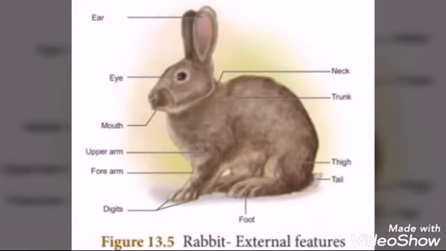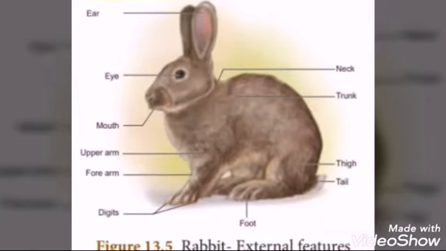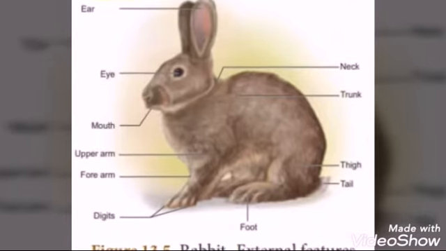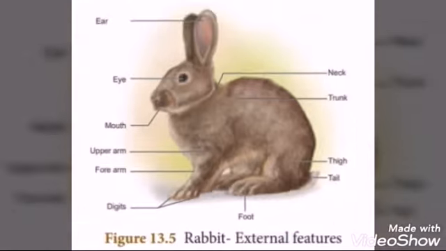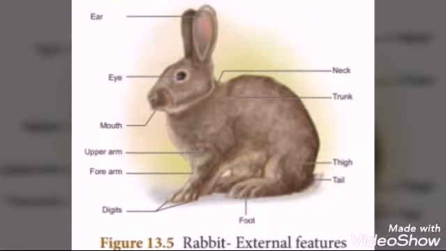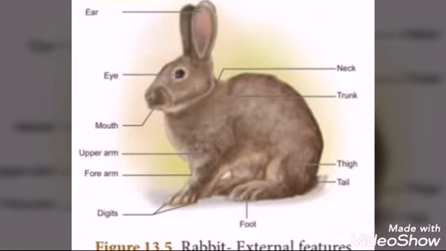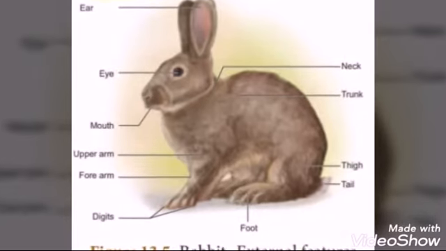Next, external morphology. So, we are going to study about external features: eye, ear, mouth, neck, trunk, tail regions. First we are going to discuss about shape, size and coloration of rabbit.